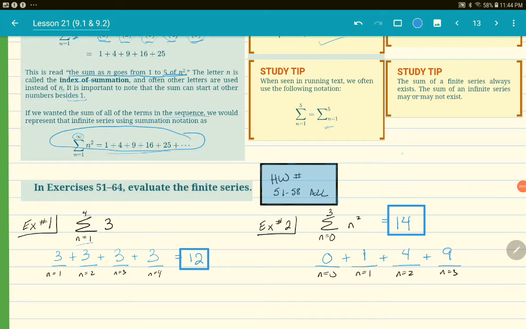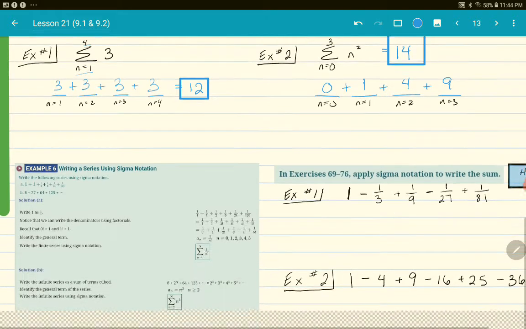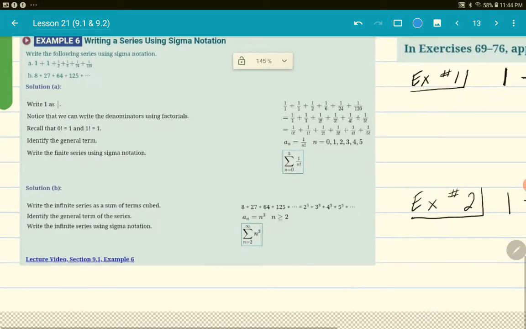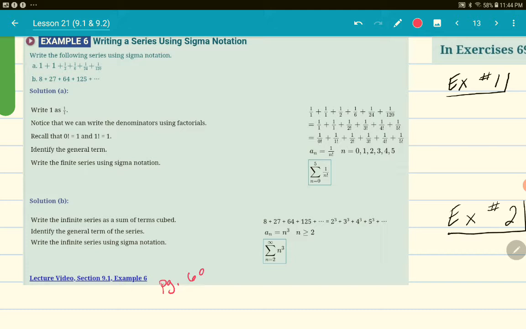And with that example, that brings me to an example from your book I'd like you to go watch. That is on, let's see, what page are we on here? This is on page 699. And if you can go pause this video, go watch that example, and then come back here to do one together.